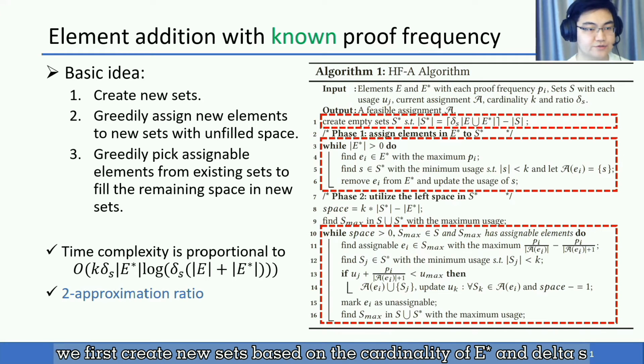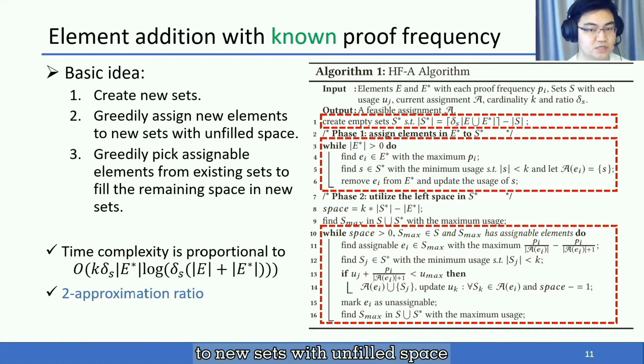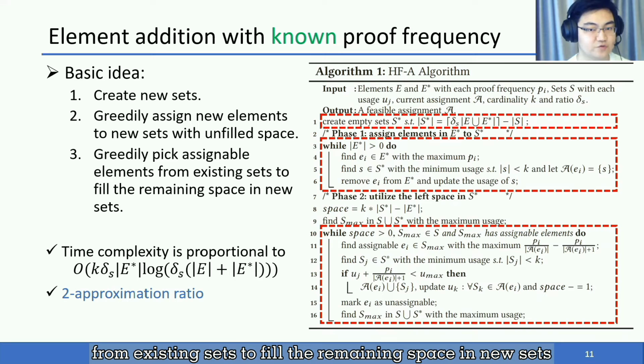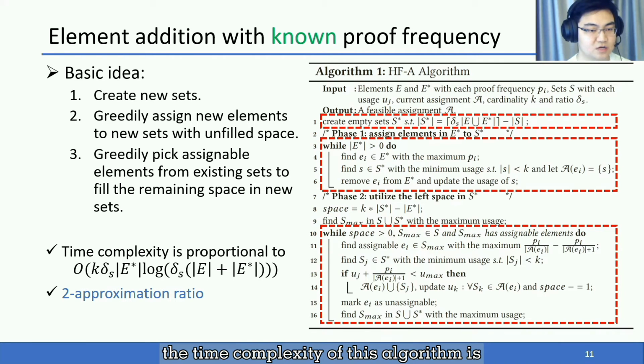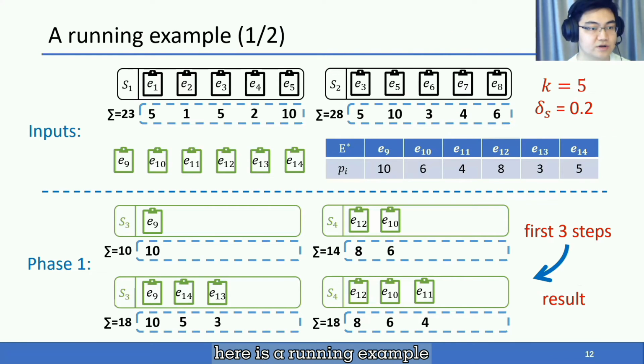We first create new sets based on the cardinality of E star and delta S. Then, in the first phase, we greedily assign new elements to new sets with unfilled space. After that, we enter the second phase, which is to greedily pick assignable elements from existing sets to fill the remaining space in new sets. The time complexity of this algorithm is linear to the total capacity of new sets, and we prove the approximation ratio of this algorithm is 2. Here is a running example.